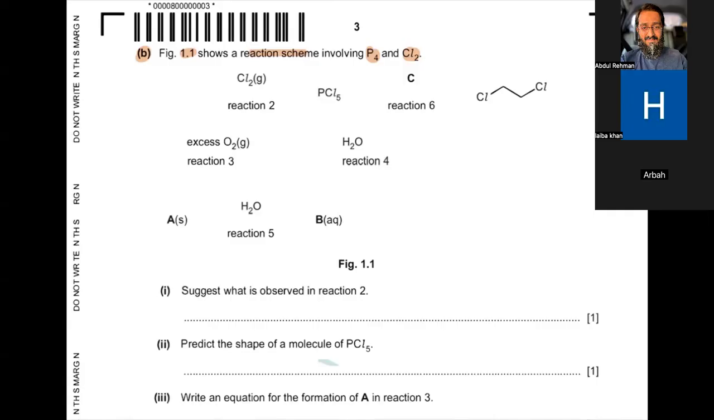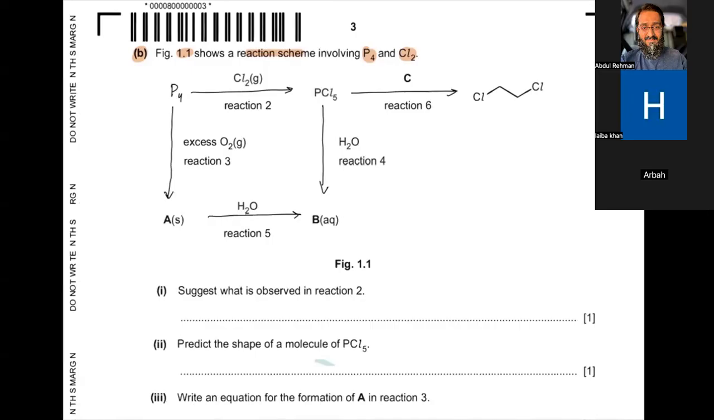Okay. So yes, we have P4 reacting over here, PCl5 turning into B, then PCl5 turning into this, and A is turning into this. So this is the reaction scheme.